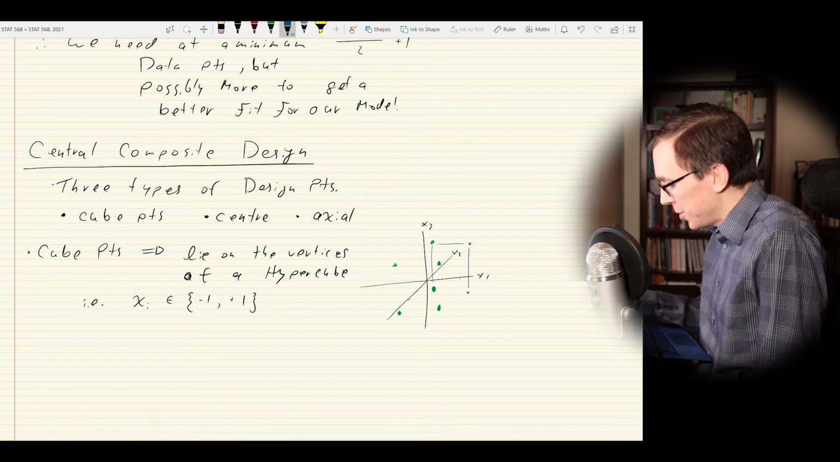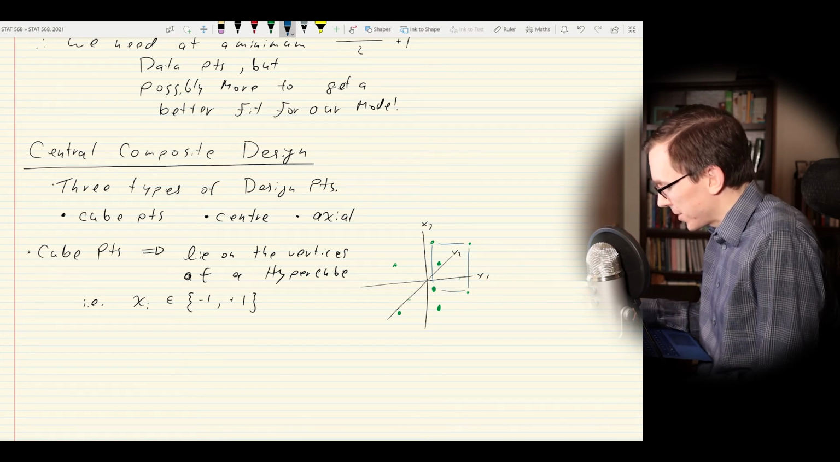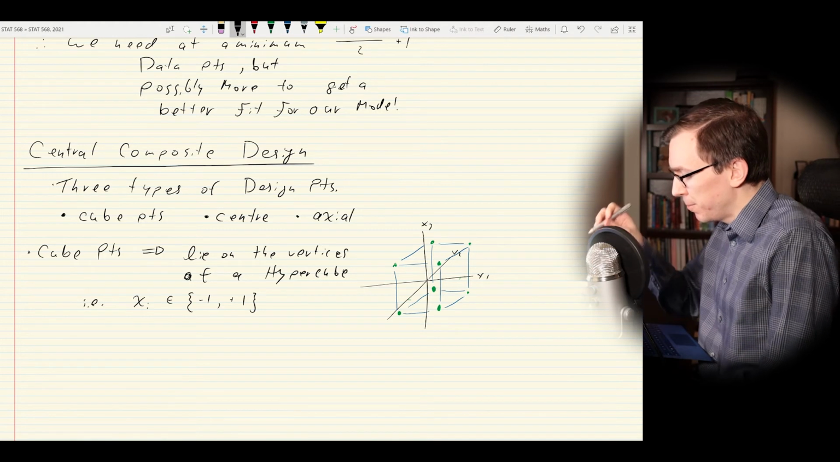Now, I'm not saying that we need to include all of them in our response surface design. The point is that we're going to have some number of these in our design. We could include all of them. We may not want to. Those are the cube points.